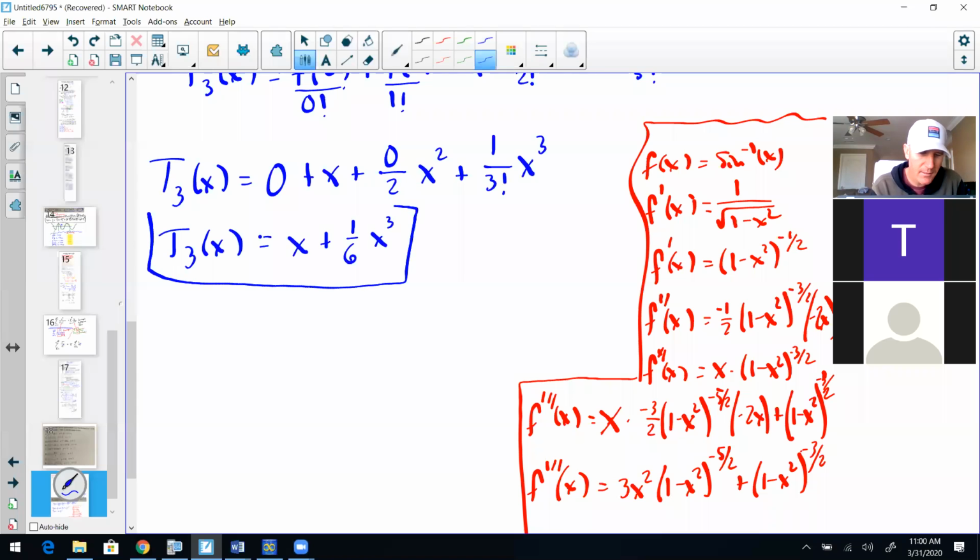This right there is the third degree Taylor polynomial for f of x equals arcsine of x, centered at x equals 0. Cool?